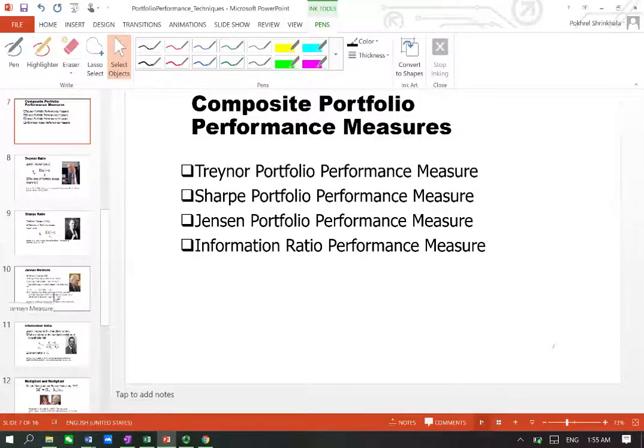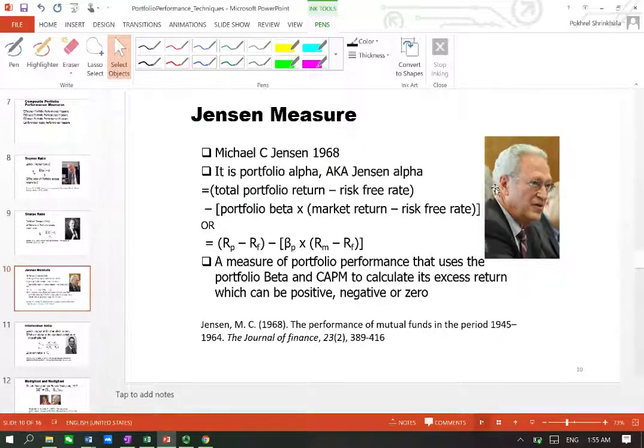The equation to calculate the Jensen Alpha was first developed by Jensen, therefore the name Jensen Alpha, in the paper published in the Journal of Finance in 1968. Now, what is important here first is what is alpha.